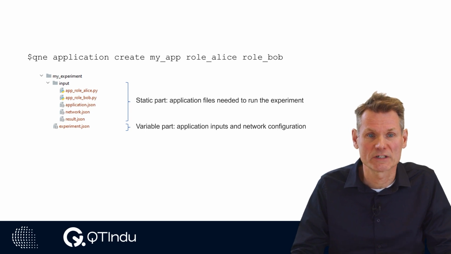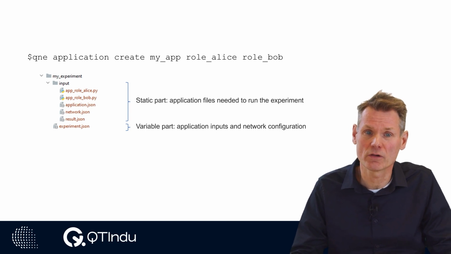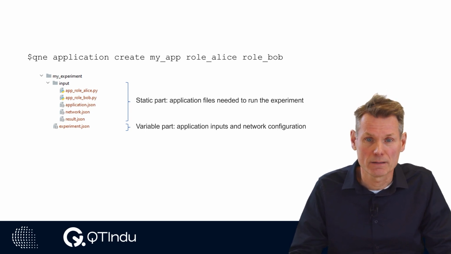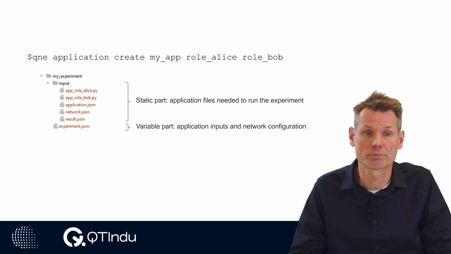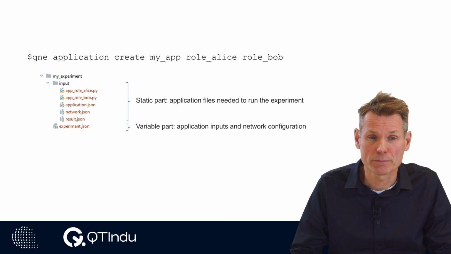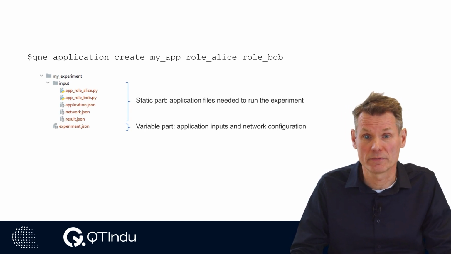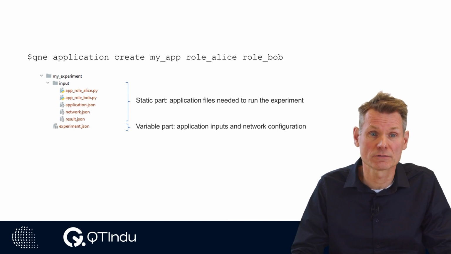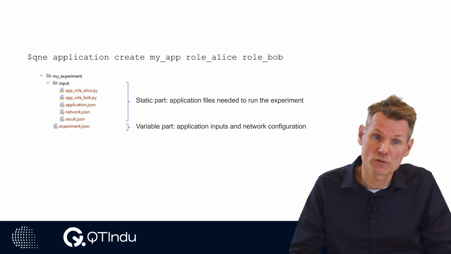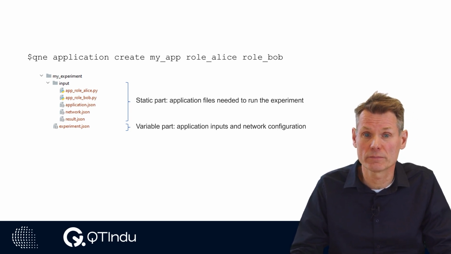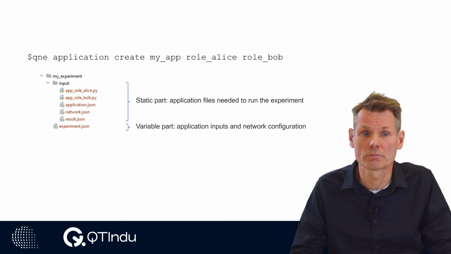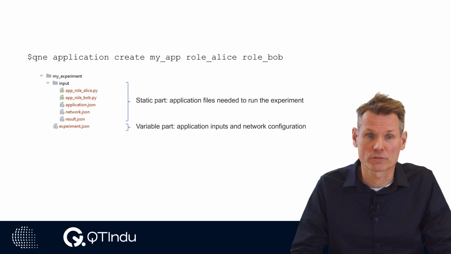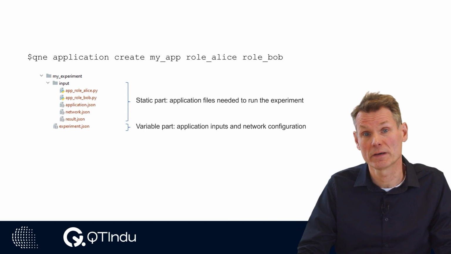An experiment.json file for general experiment data and the inputs for the experiment run. These inputs typically are values for the input parameters of the application source code for each role and values for the selected network node parameters and network channel parameters that define the quantum network. For each experiment run, the contents of this file may change.